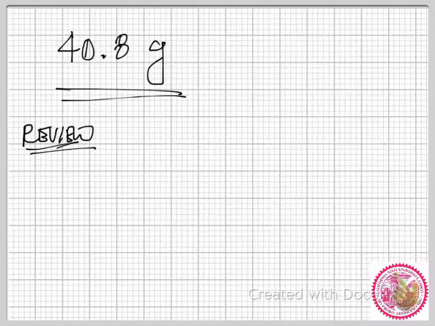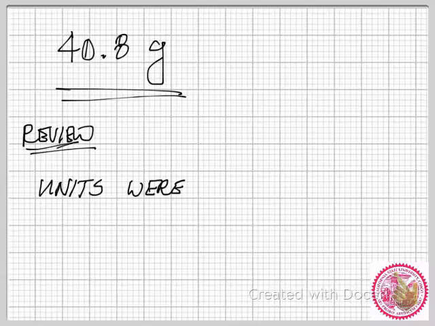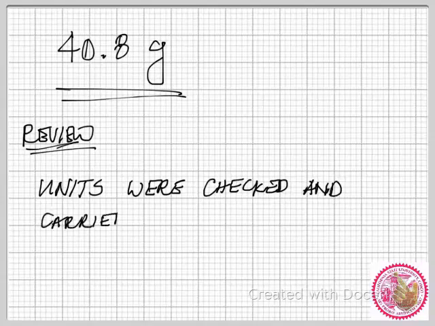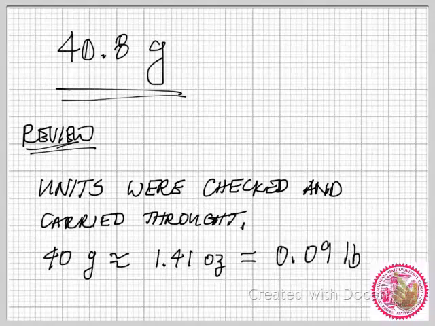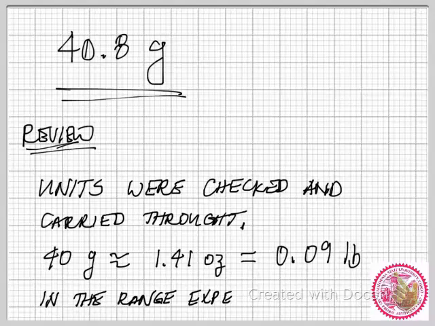In review, the units were checked at the end and carried throughout the calculations. And the solution in grams is consistent with the goal of trying to find the mass of the petcock. And just as a comparison, 40 grams is less than 1/10 of a pound, so this certainly seems to be within the range of what would be expected. So, thanks for listening.